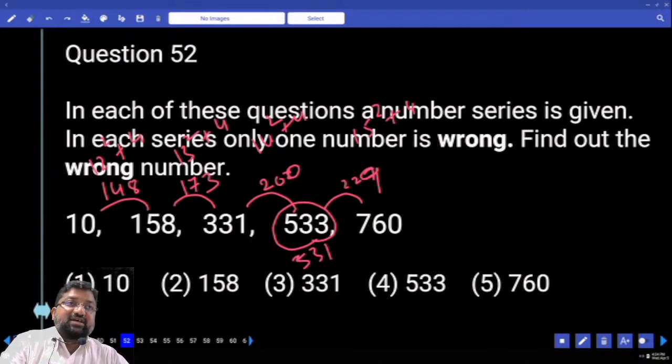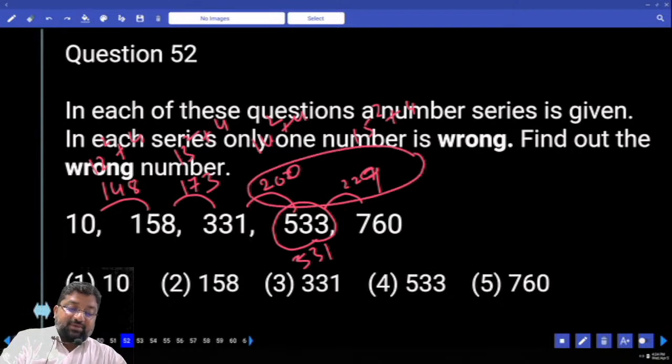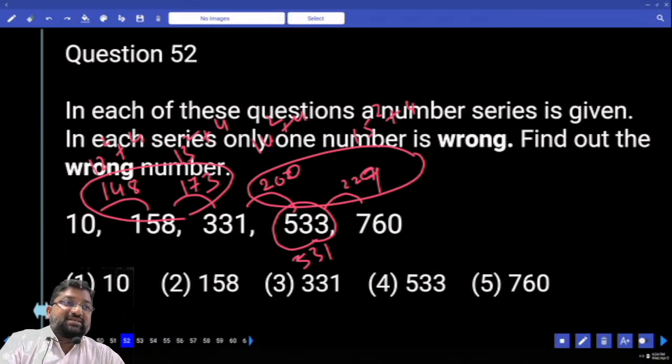How many changes did I make? 2 changes. Because the wrong number is exactly in the middle. If the wrong number is in the corner, then we would have made only 1 change. If the wrong number is somewhere in between 2 numbers, then we have to make how many changes? 2 changes. We could not guess what these are, but by seeing these 2 numbers, we have guessed what it is. That is what I say.